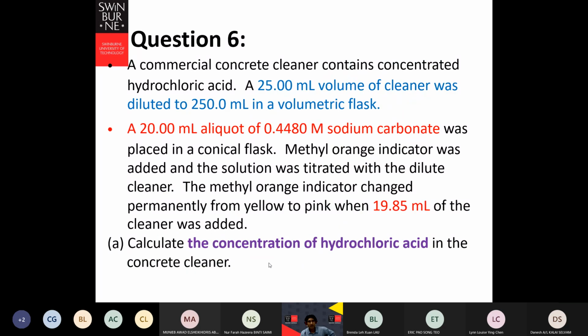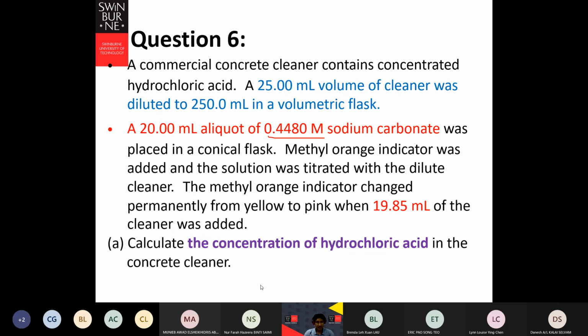Another question says the commercial concrete cleaner contains concentrated hydrochloric acid. A 25 milliliter volume of cleaner was diluted in a volumetric flask. A 20 milliliter aliquot of 0.448 molar sodium carbonate was placed in a conical flask, and methyl orange indicator was added, and the solution was titrated with the dilute cleaner. The methyl orange changed permanently from yellow to pink when 19.85 milliliter of the cleaner was added. Calculate the concentration of hydrochloric acid. So all the information is given.